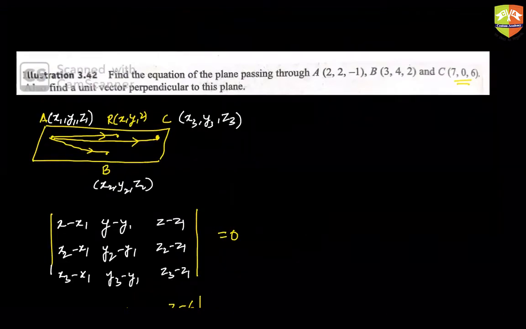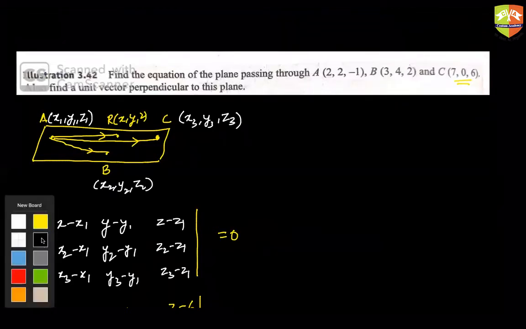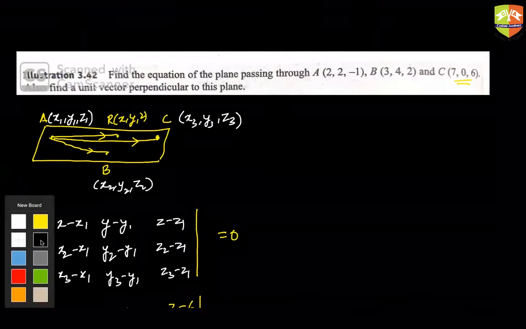Okay. Now, a very interesting thing that we can also discuss when we are talking about the equation of a plane passing through three points. So let's say I have these three points A, B, and C. These are my three non-collinear points.